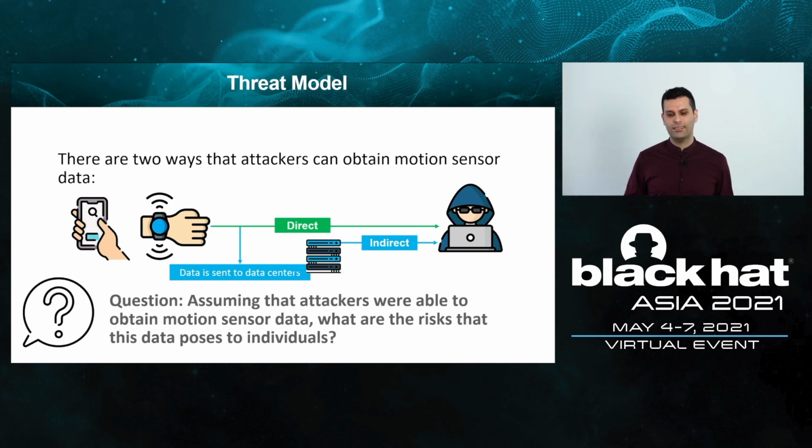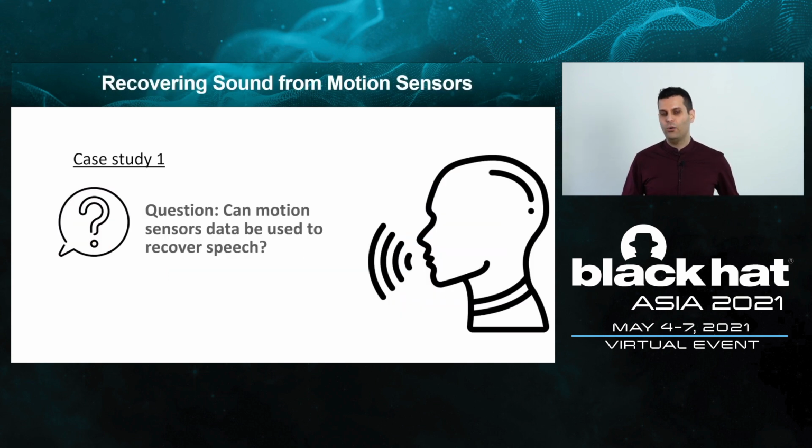Now, let us assume that attackers were able to obtain motion sensor data. What are the risks that this data poses to individuals? Now, here's an interesting case study and an interesting question. Can motion sensor data be used to recover speech?